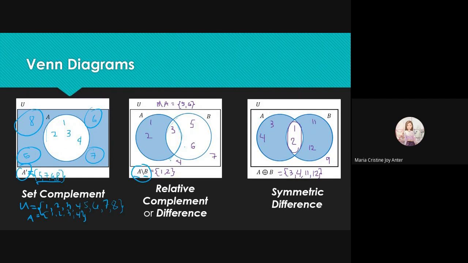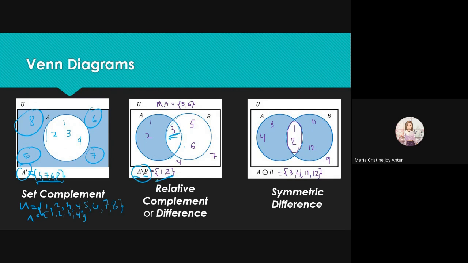So, to get the relative complement, or the difference, between sets A and B, what you will do is simply remove the element that is common to A and B, which is number 3. So, 1, 2, 3 minus 3, what remains is 1 and 2. So, the relative complement or the difference between sets A and B is 1 and 2.